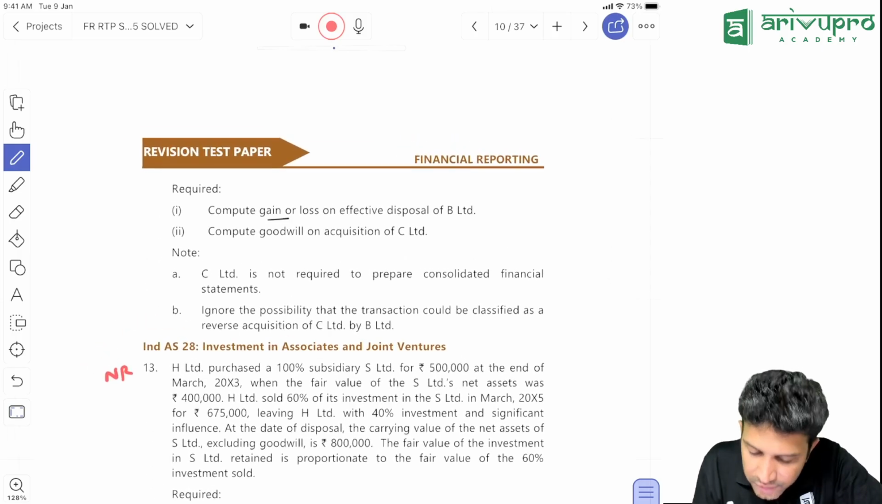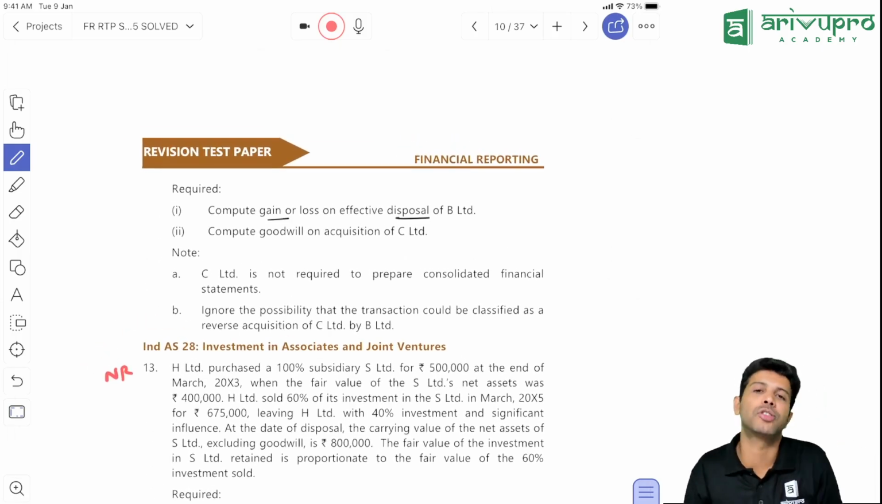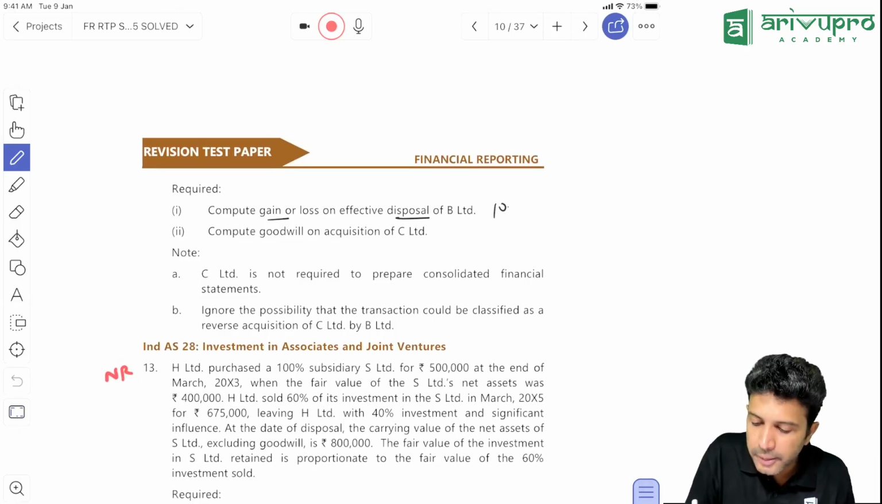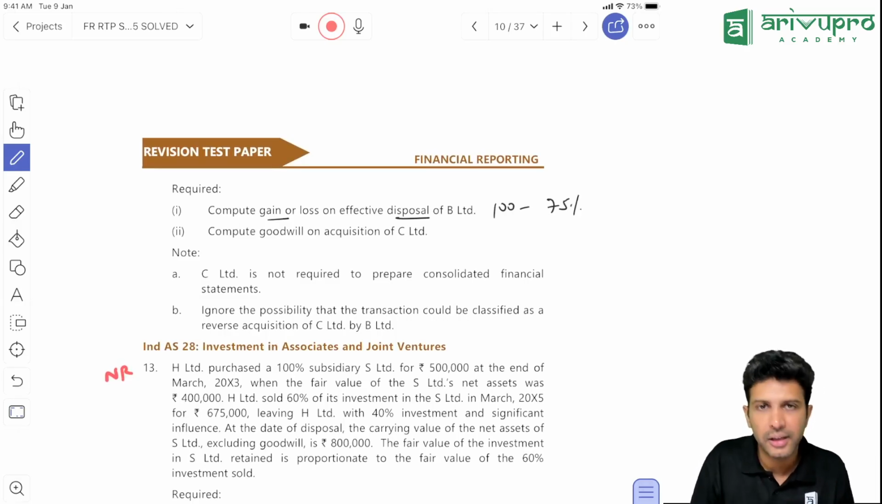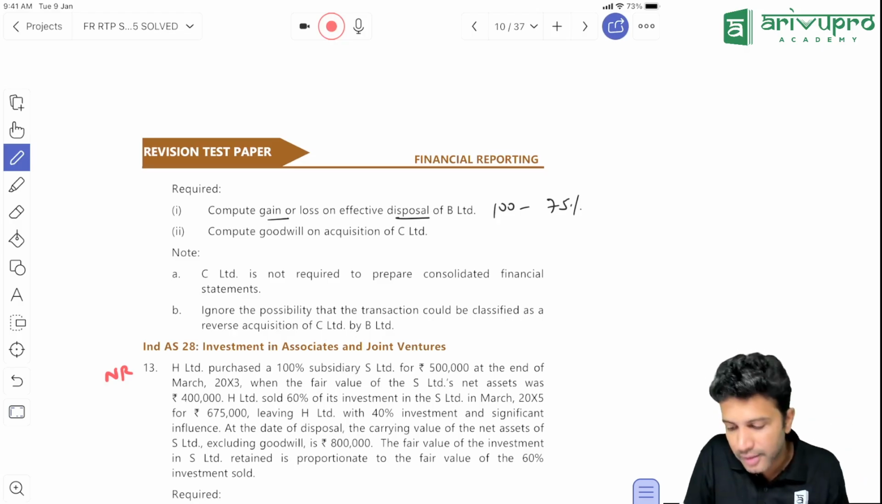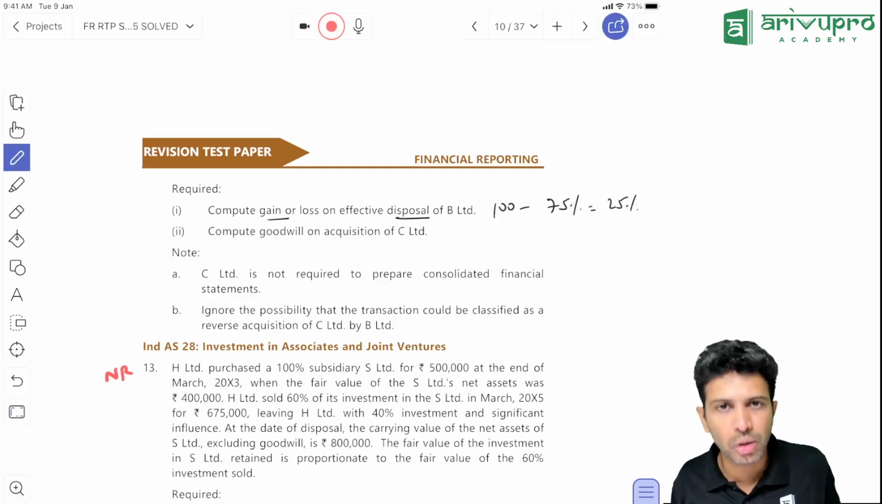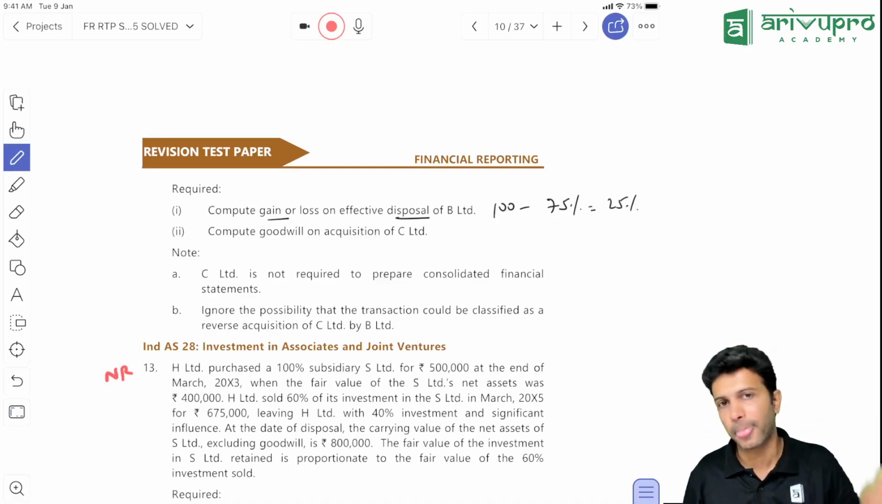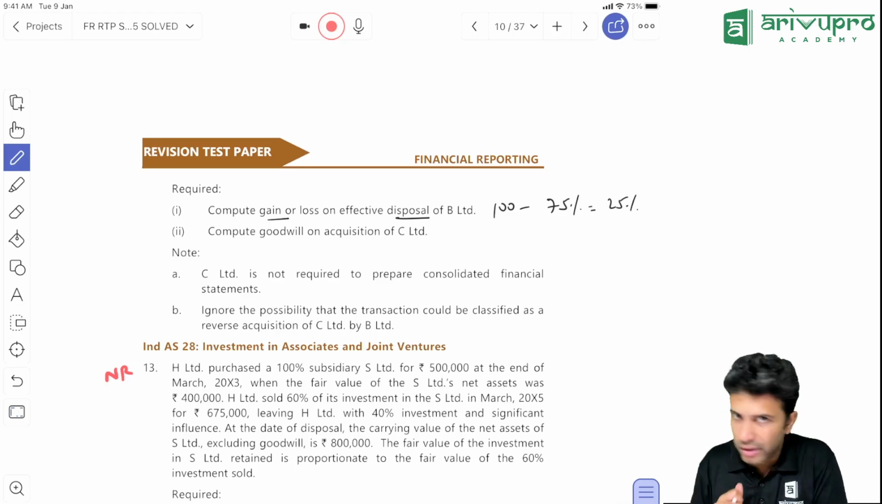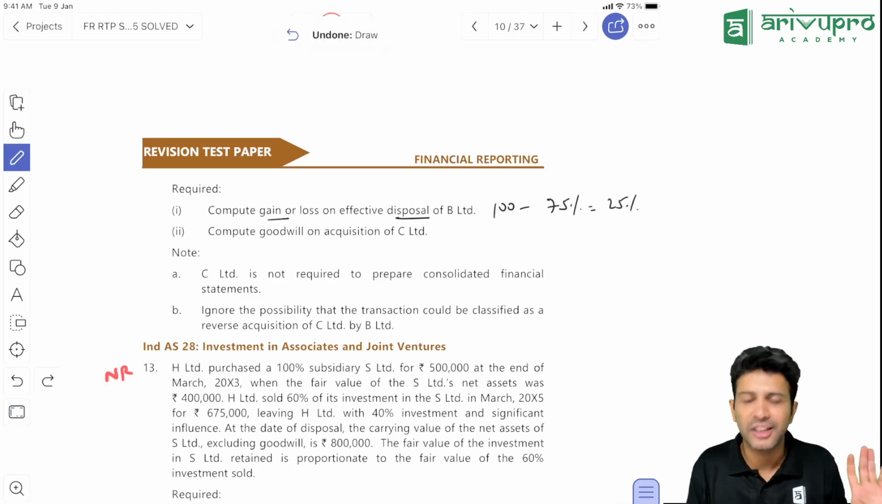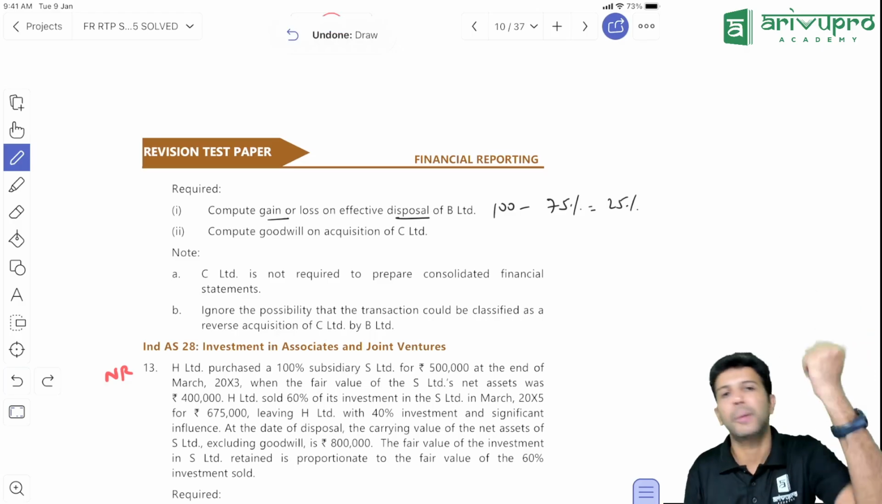They're asking to compute the gain or loss on effective disposal of B. A had 100% before in B. Now A has effectively only 75%. That means A has effectively sold a 25% stake of B Limited. So when a sale happens, you will end up booking some gain or loss. For this 25% sale, how much is the gain or loss? That is what they're asking.